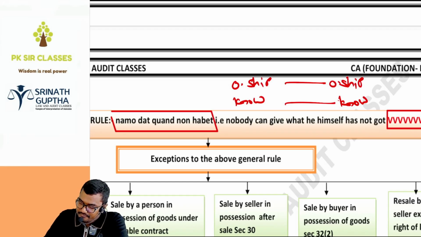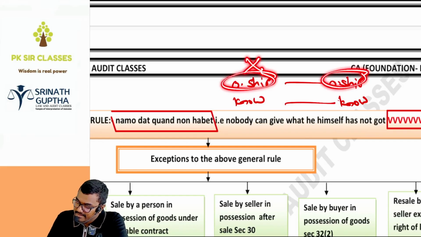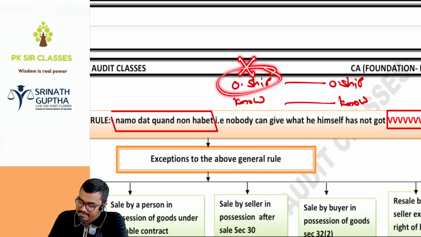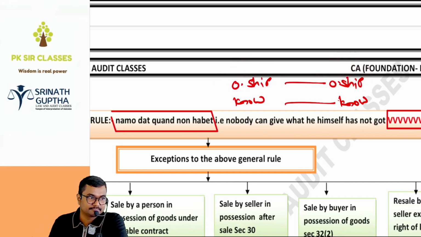If the seller does not have ownership, the buyer cannot get the ownership. If the seller has a bad title, a defective title, the buyer will get a bad, defective title only.